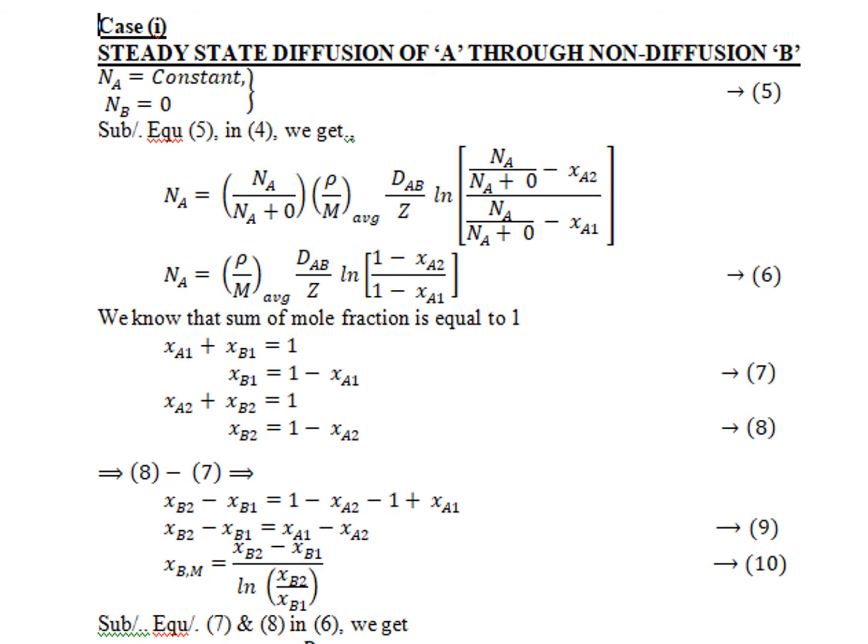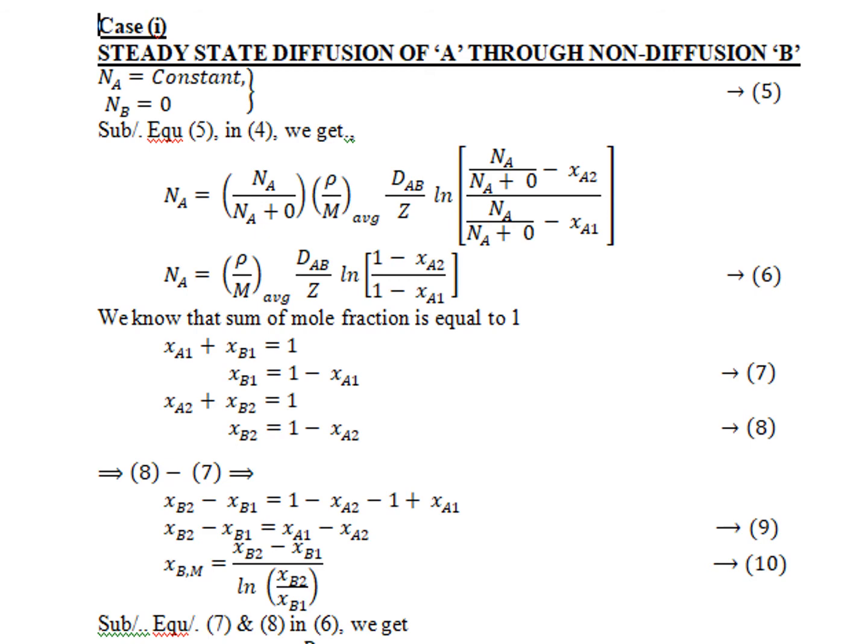Substitute equation 5 in equation 4. So which one is equation 5? NA is equal to constant, NB is equal to 0. Already we have the expression, the fourth expression, for molecular diffusion in liquid. So we will take the final expression, and from that expression we will substitute NA equal to constant, NB equal to 0.